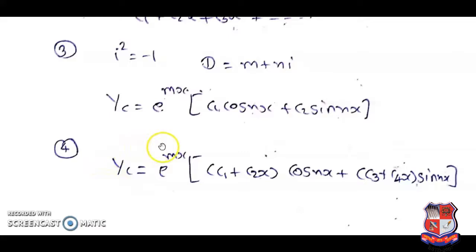Number 4, complex and repeated. That means the same solution, but repeated. For non-repeated we use a single constant, but for repeated we consider a sequence depending on how many times it is repeated. Suppose 2 times repeated, then first 2 terms. 3 times repeated, then first 3 terms: c1 plus c2x plus c3x square, and cos nx and sin nx as they are. So the CF solution has 4 types: real non-repeated, real repeated, complex non-repeated, and complex repeated.